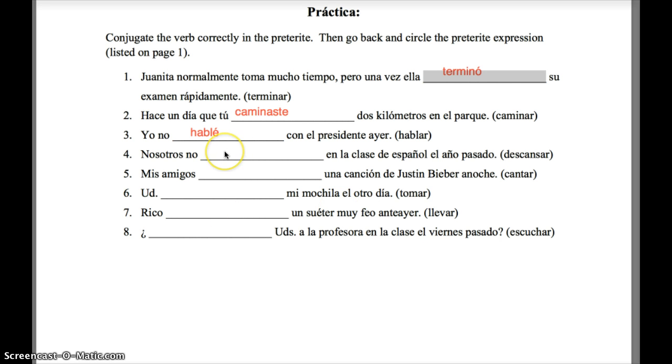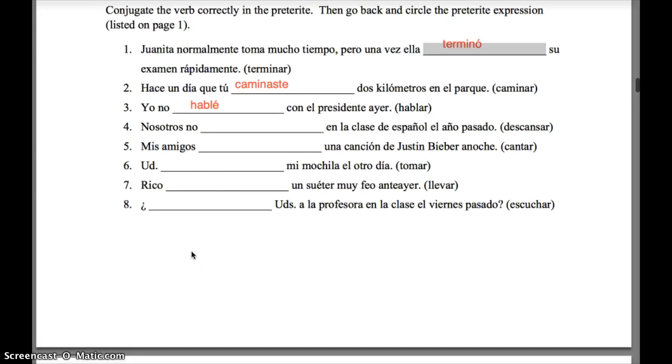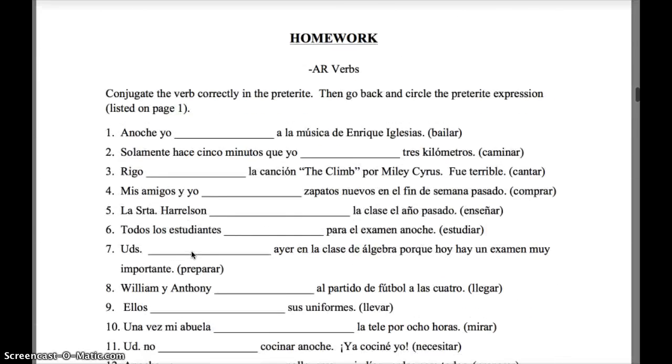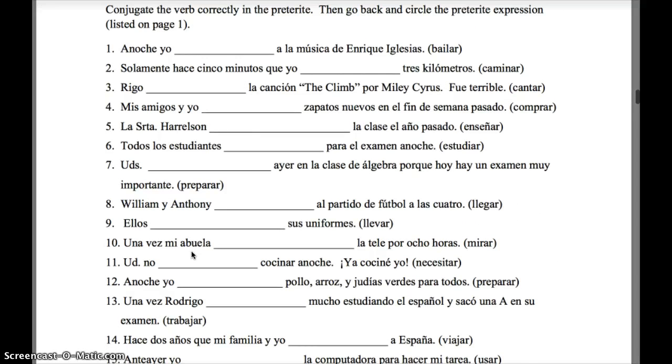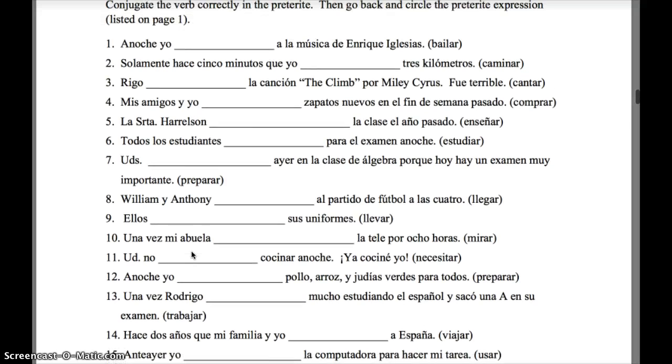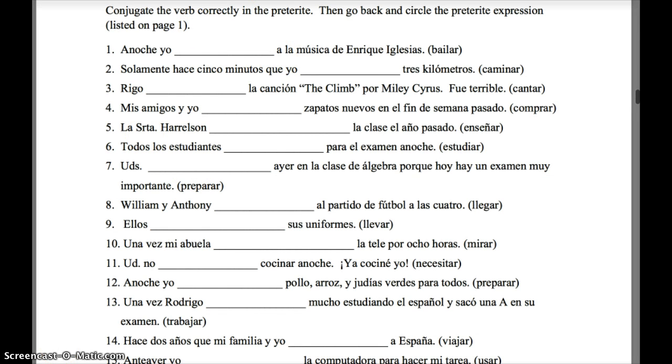Okay, so the rest of these answers are going to be at the desk, so you can go up and look at them when you're done. And I'm going to go ahead and go through a couple of the homework questions for you as well, so that you can get those under your belt. So, same thing here. So, yo bailé.